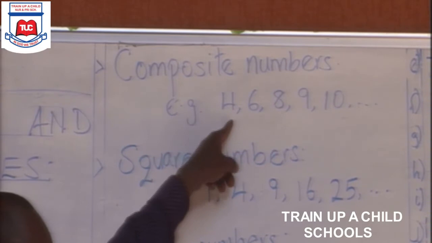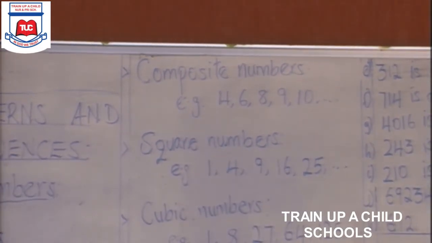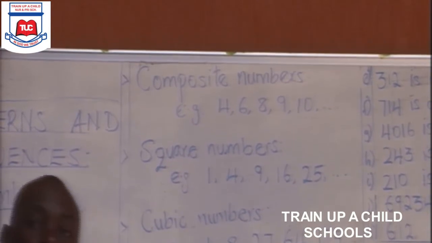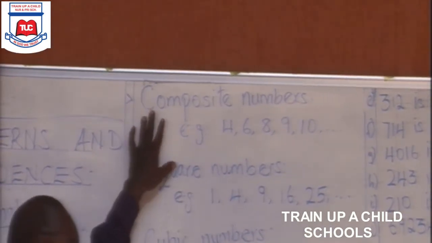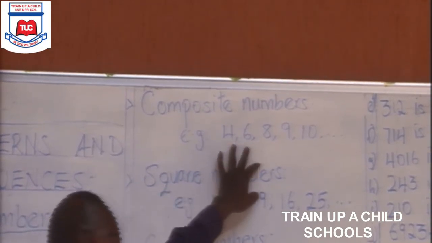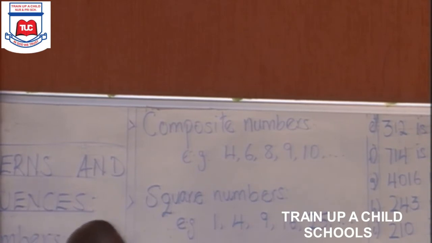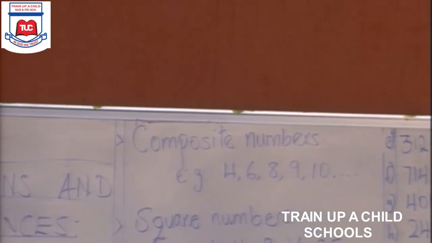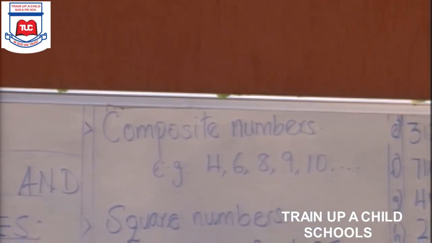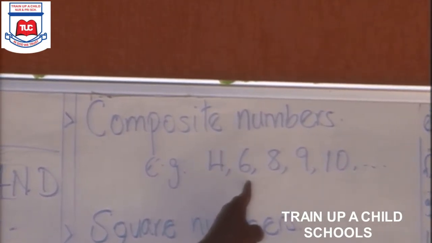For example, 4. 4 has 3 factors: 1, 2, and 4. That's why it's a composite number. 6 has 4: 1, 2, 3, and 6 itself. Those are the divisors of 6. Remember, 6 divided by 1 is 6.